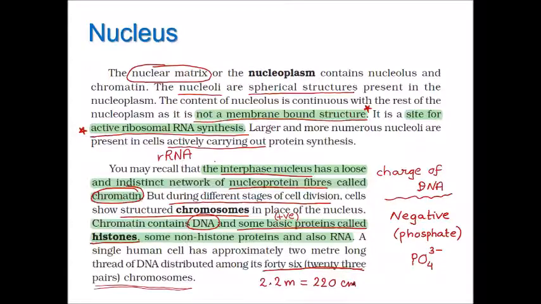So it is given here in your book. A single human cell has approximately 2 meters long. To be more precise, it is 2.2 meters, that is approximately 220 to 230 centimeters. Some textbooks say 2.3, some say 2.2. So next year, your NCERT will say 2.2 instead of 2. So we'll stick to that. You have to stick to NCERT no matter what.